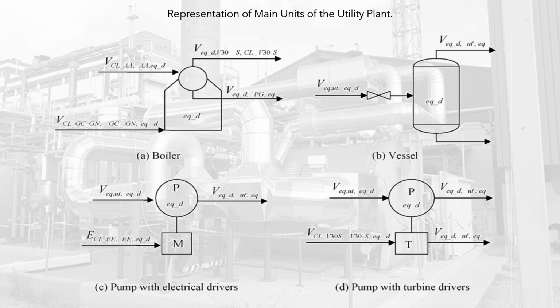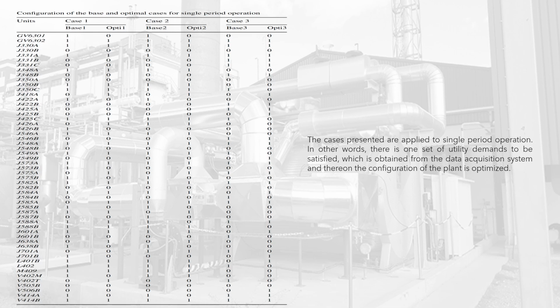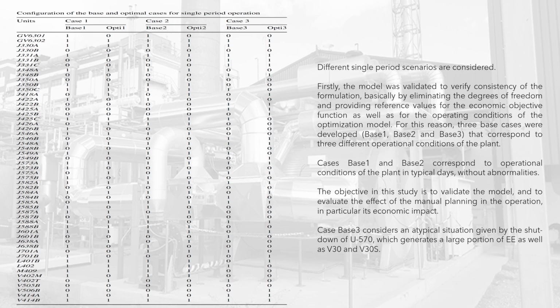The image presents the main service units included in the model: boiler, vessel, pump with electrical drivers, and pump with turbine drivers. The cases presented are applied to single period operation. In other words, there is one set of utility demands to be satisfied, which is obtained from the data acquisition system, and thereon the configuration of the plant is optimized. Different single period scenarios are considered.